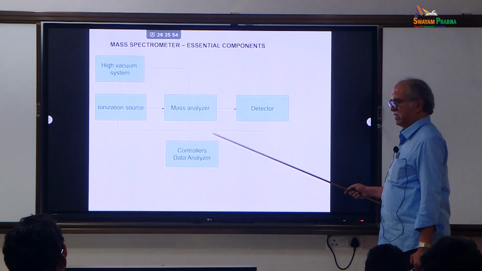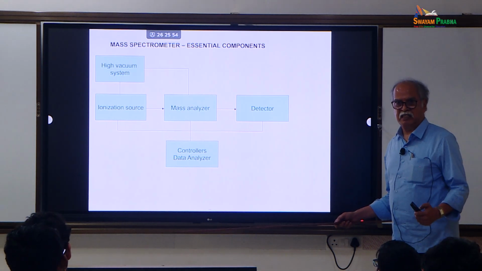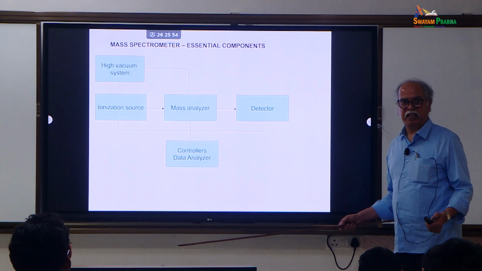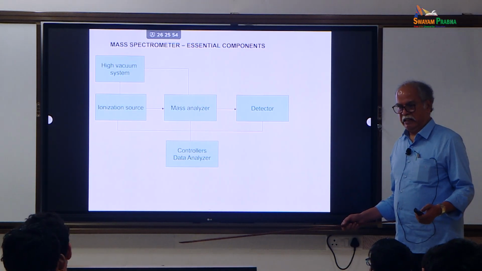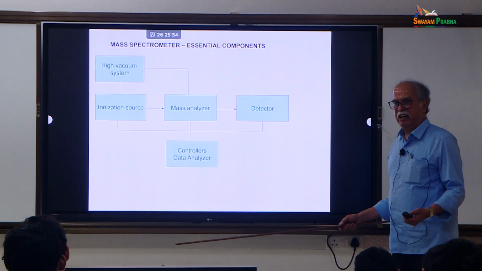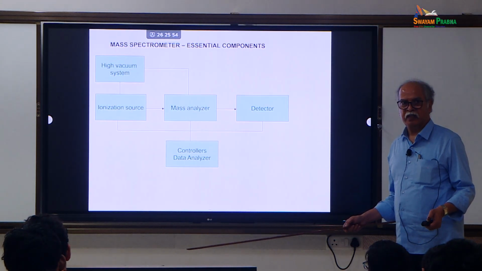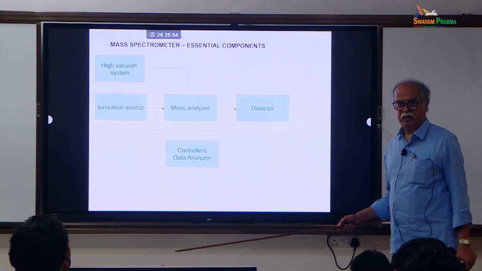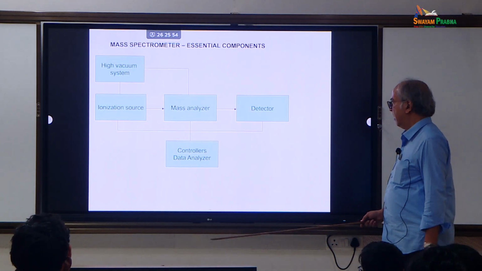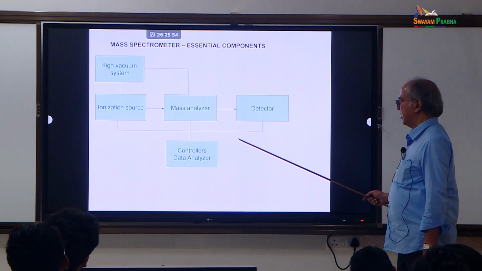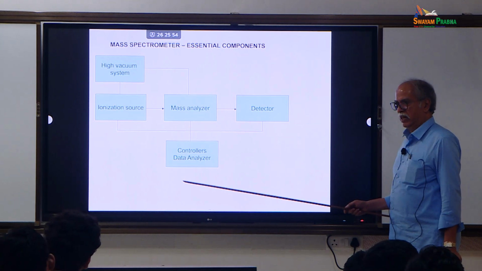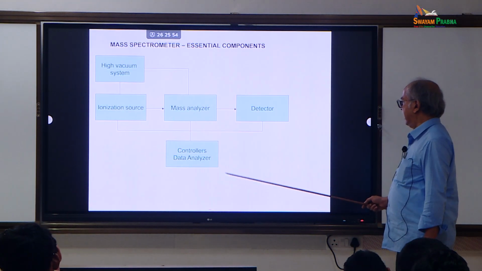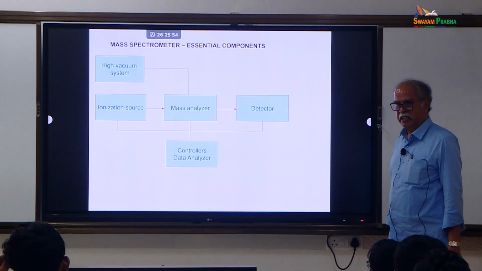Then you have a mass analyzer. It is not like somebody is sitting there and weighing the substance, telling you the mass. Mass is calculated based on the electric field you produce and the magnetic field you produce. I will explain to you in mathematical formulae and convince you. Then you have a detector, which is usually an ion detector, and the data controller is just a computer to analyze the data.